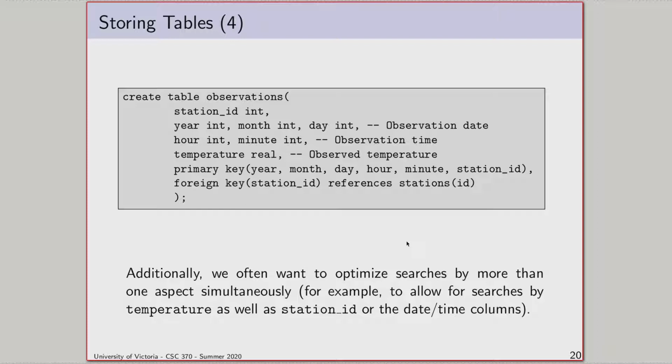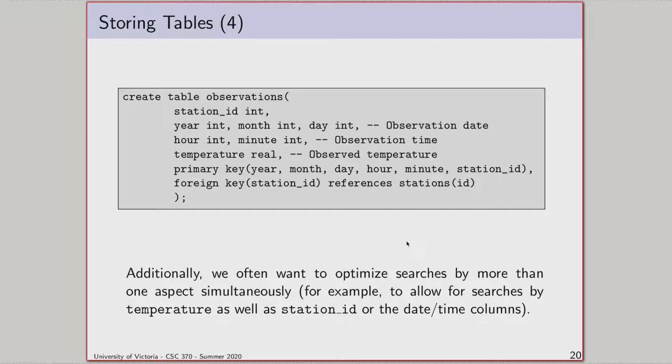But what if I also want to quickly search based on temperature or based on date? What do I do? I can only sort the table by one thing. If I want to use binary search and the table is sorted by what I'm searching, then I'm good. But what if I want to search on different possible criteria? Station ID, maybe date, maybe temperature, maybe the combination of date and temperature. I can't sort the table by more than one attribute. And so I need some way of allowing fast searching of multiple things.